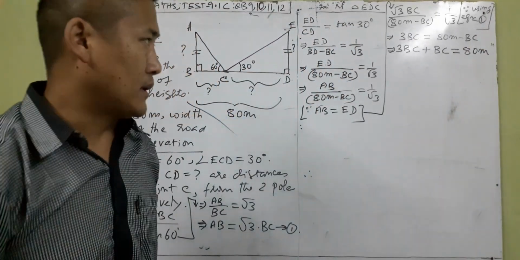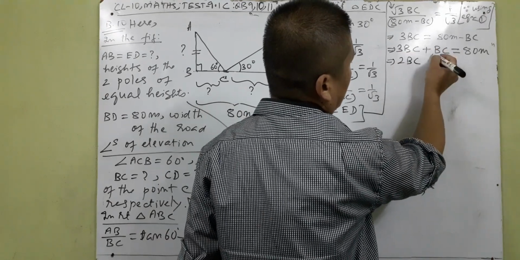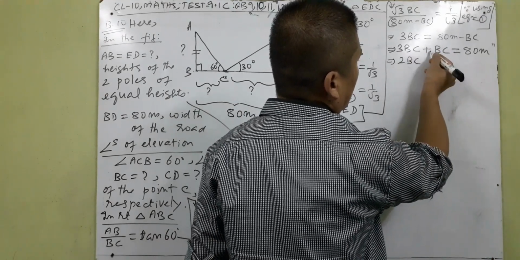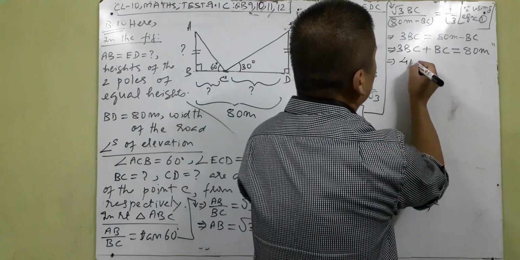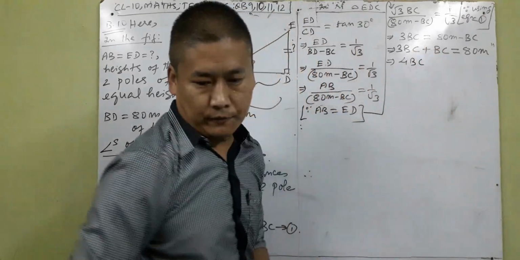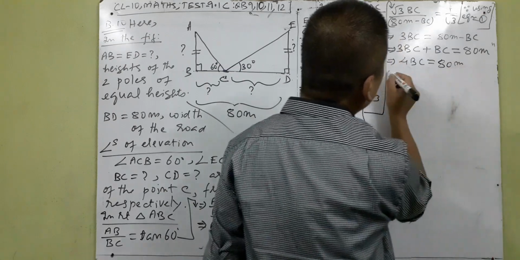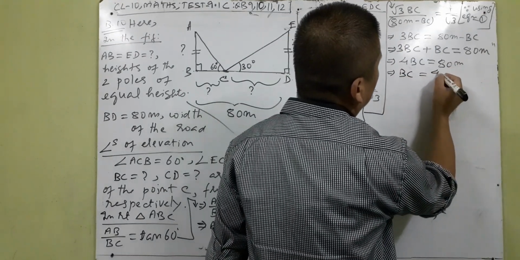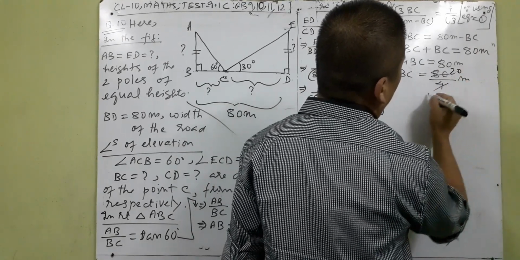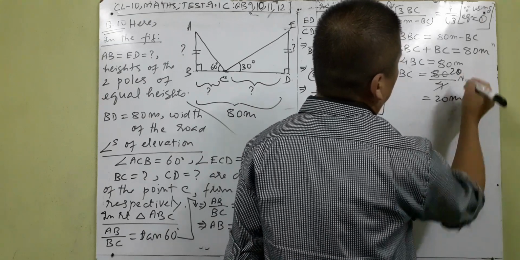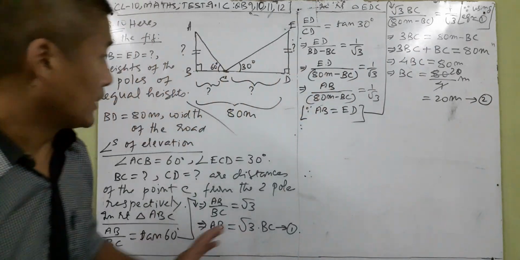80 meter is same, it's on the same side. So that gives you here 4 BC, because 3 BC plus 1 BC. 3 mangoes plus 1 mango is 4 mangoes. Similarly, 3 BC plus 1 BC is 4 BC, right? Is equal to here 80 meter. So if you write BC and shift this 4, it will come down to the denominator and it will cancel. So it will be 20 meter, 4 into 20. So BC you got, so put this one as equation number 2, following the last one.